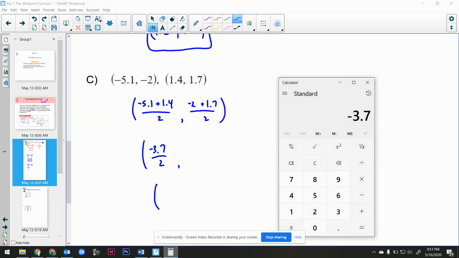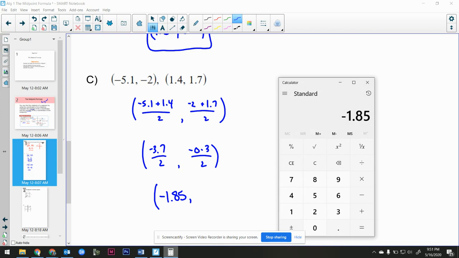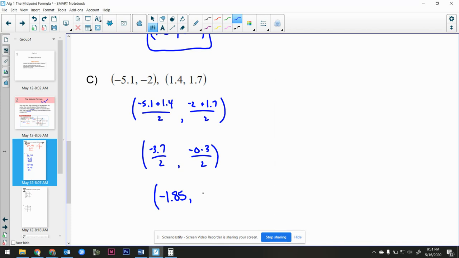Just divide that by 2 real quick. -1.85. Okay, and now the y values. -2 plus 1.7 would be -0.3. And then I divide that by 2. -0.15, right? Okay, and there's my answer.